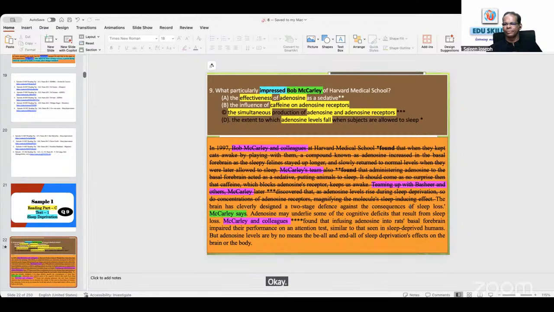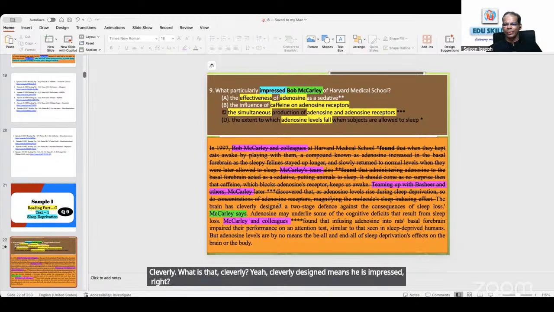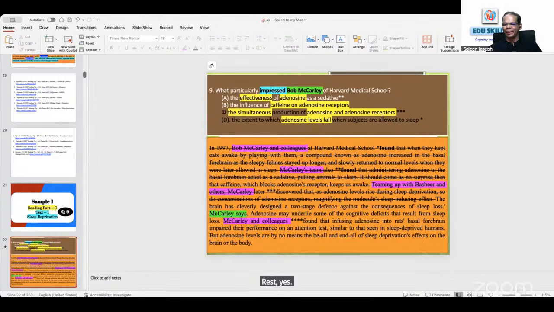Cleverly designed. What is that, cleverly designed? It means he is impressed, right? When you say she is really clever, we are impressed by her, right?